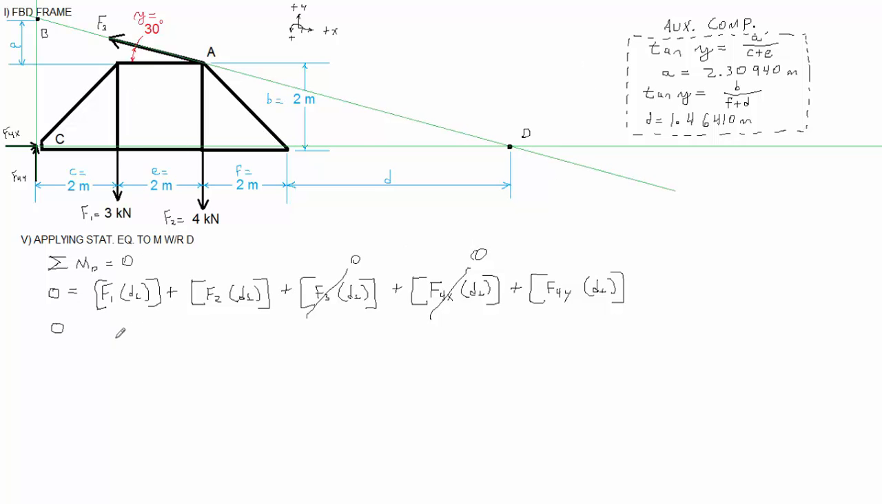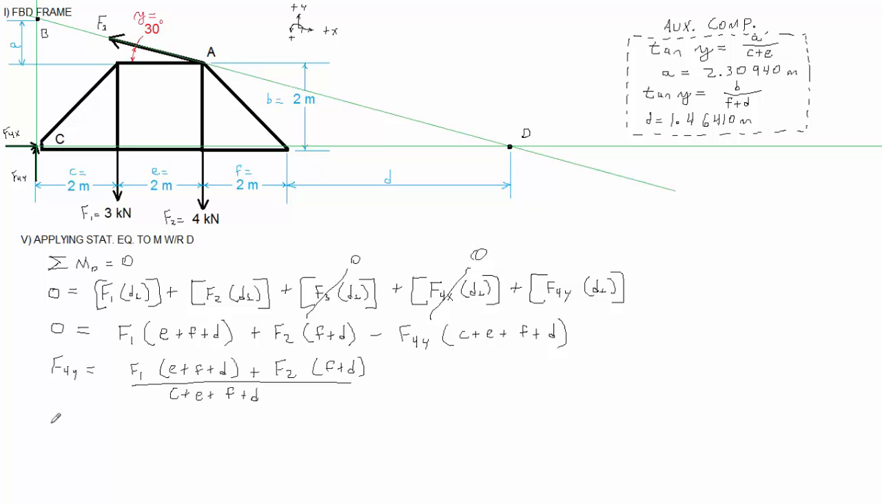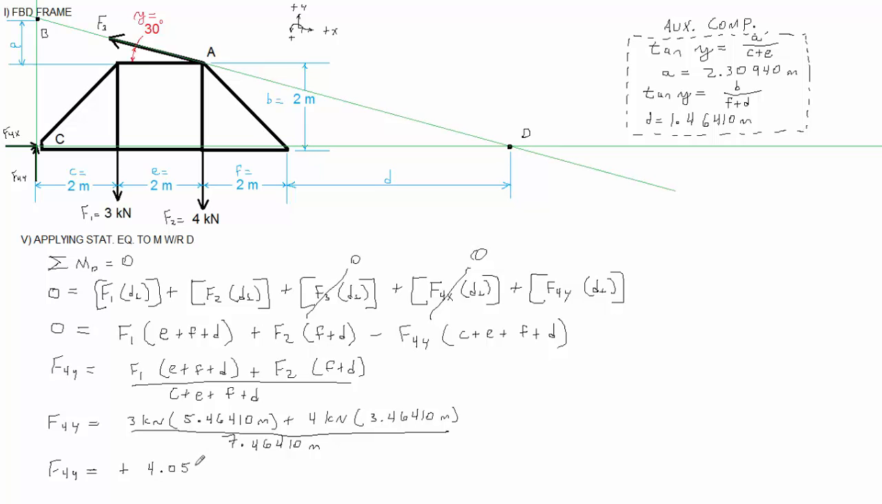Around point D, F1 is going to cause positive rotation, and its perpendicular distance is E plus F plus D. F2 is likewise going to cause positive rotation, and its perpendicular distance is F plus D. F4y is going to cause negative rotation, and its perpendicular distance is C plus E plus F plus D. Solving this equation for F4y, plugging the numbers in, we will find that F4y is a positive 4.05256 kilonewtons.